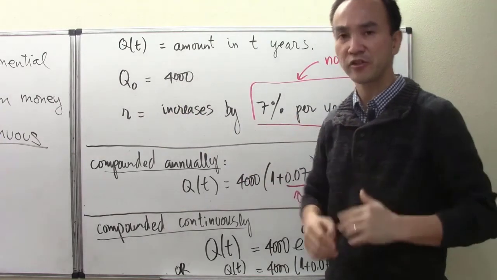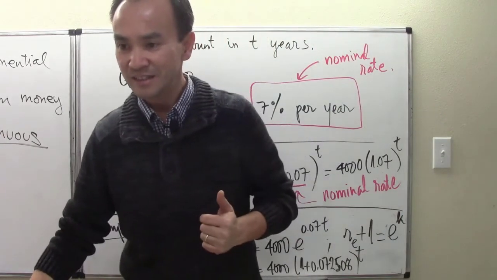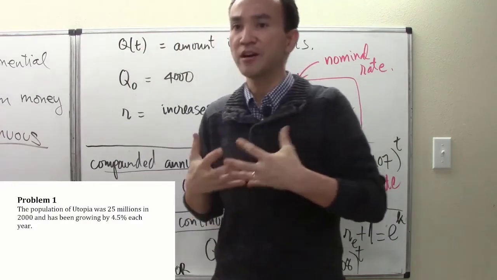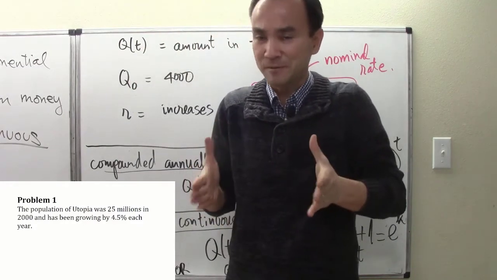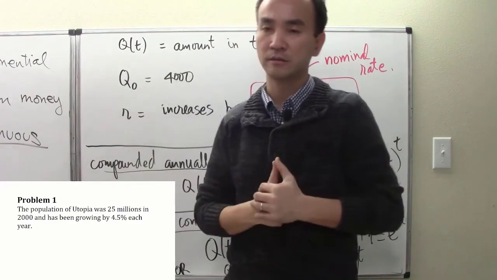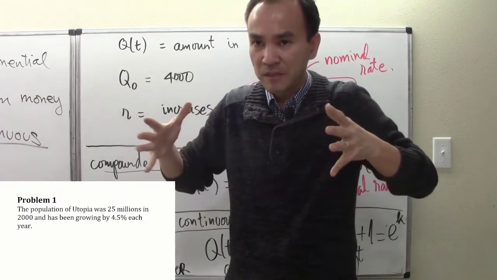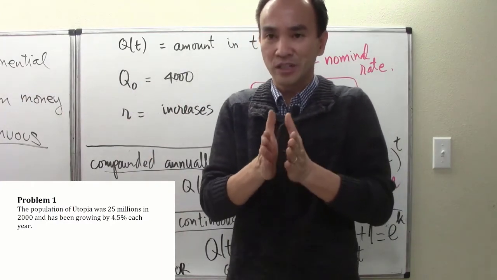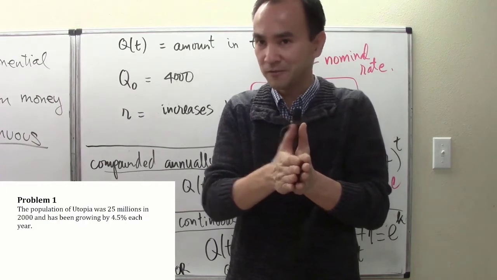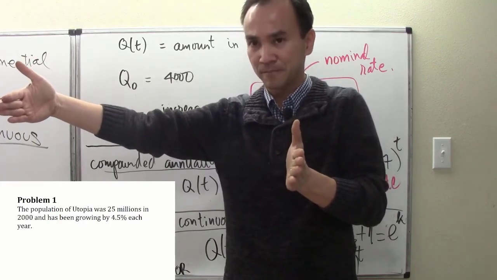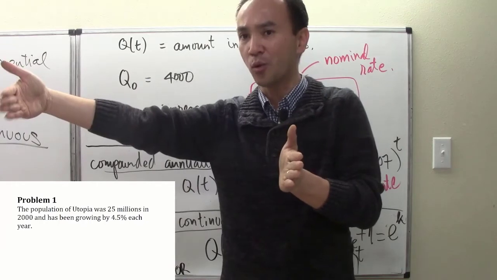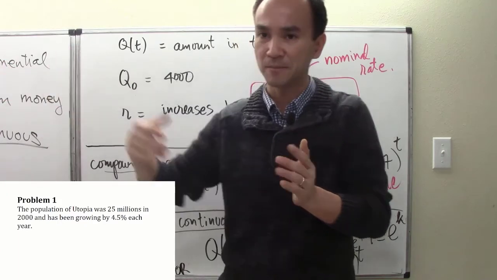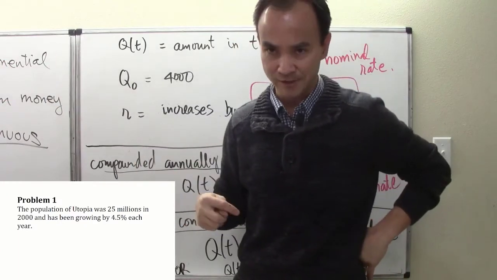But population growth is a natural phenomenon. That population growth, we cannot control. We cannot force the number of people to grow or not grow. So the population is not going to wait for another exact year from 2000. It's not going to wait until 2001 to suddenly have an additional 4.5% of the population added to it. It's not going to do that.